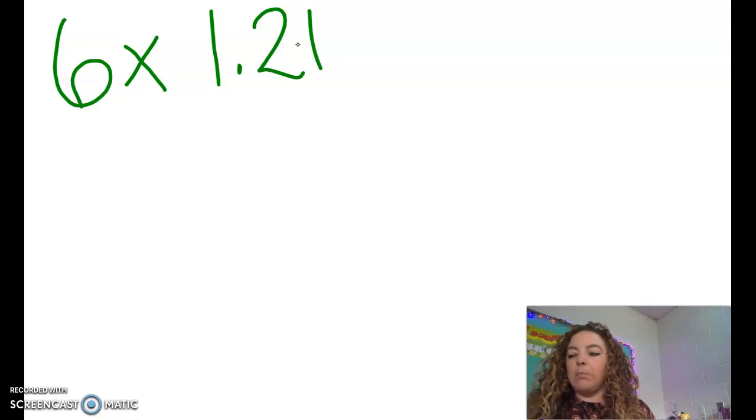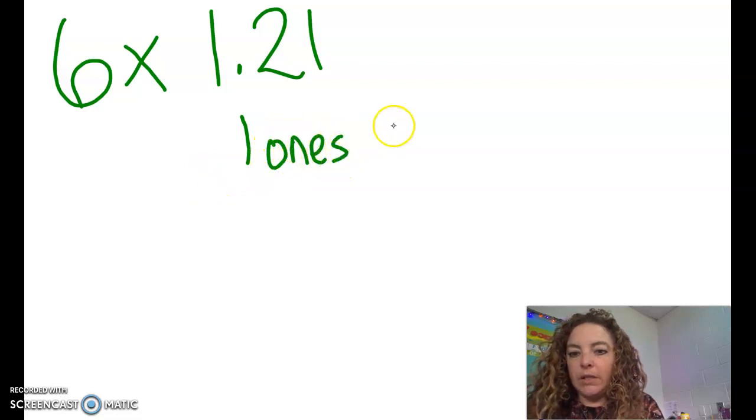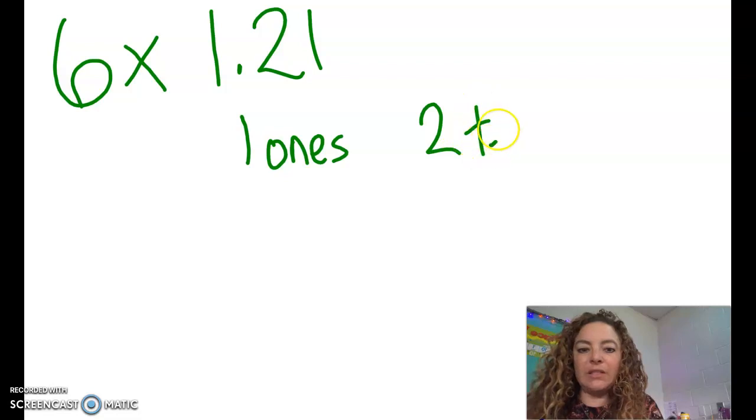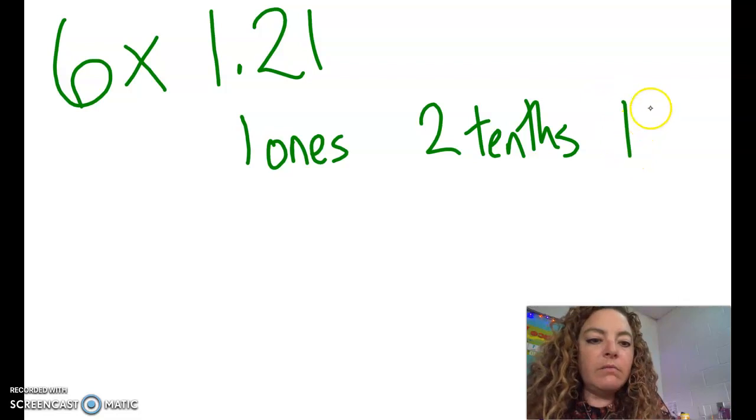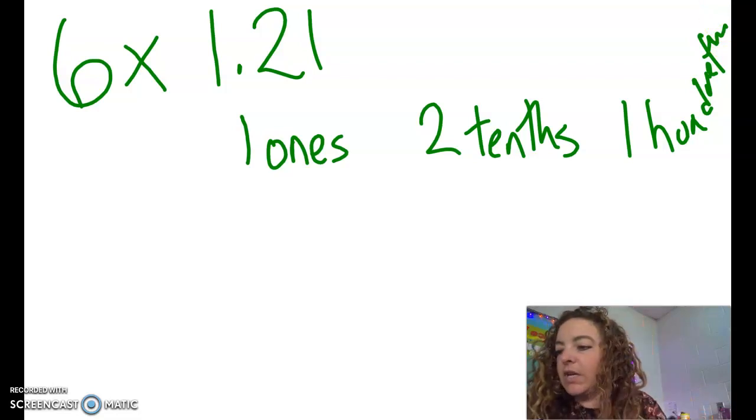And so if we use our model here, one of the ways that we can do this is we can model our multiplication, right? So we could do our ones place value. So this will be 1, 2 tenths, and 1 hundredth. I'm going to run out of room here. Don't mind me while I write up the side of that screen there.